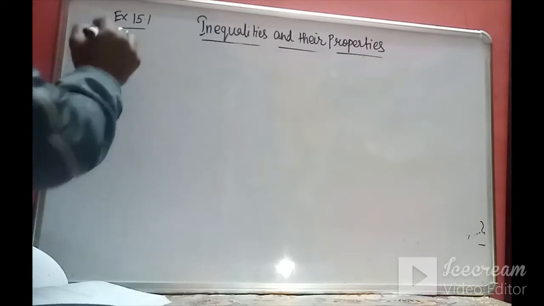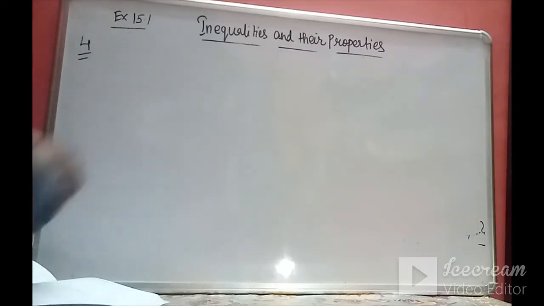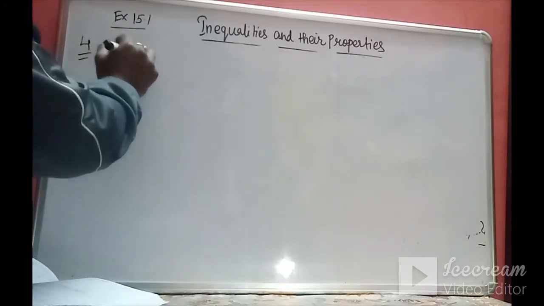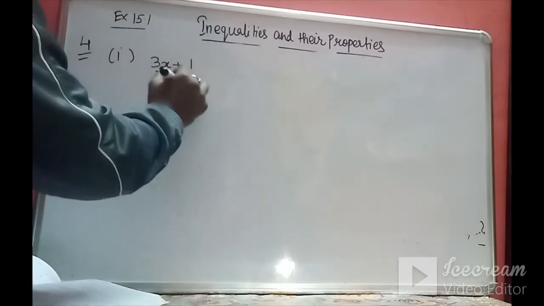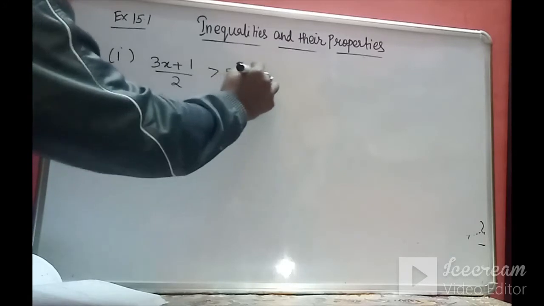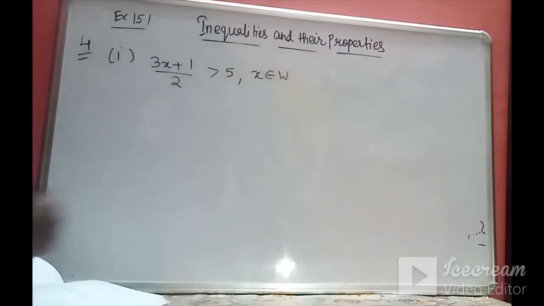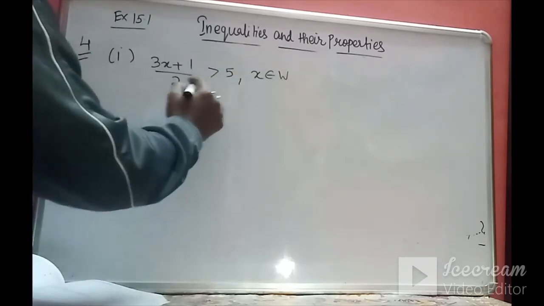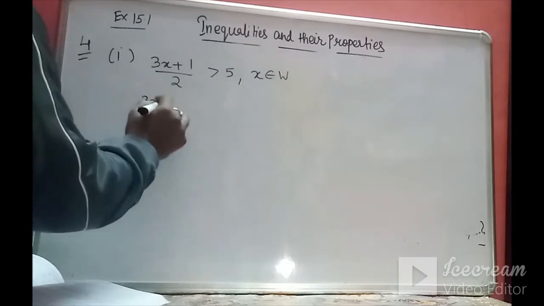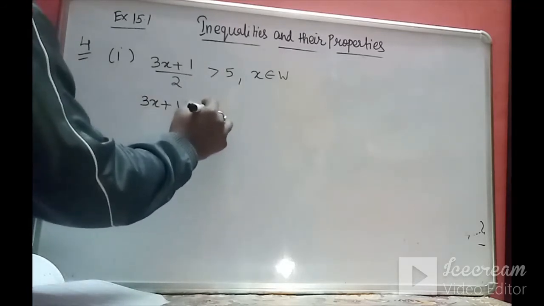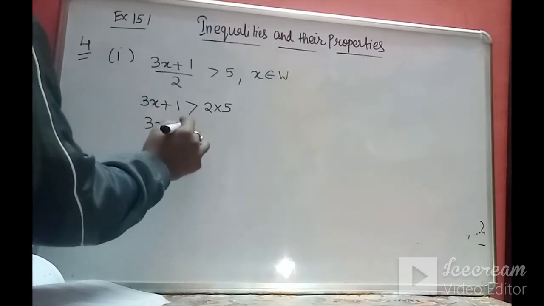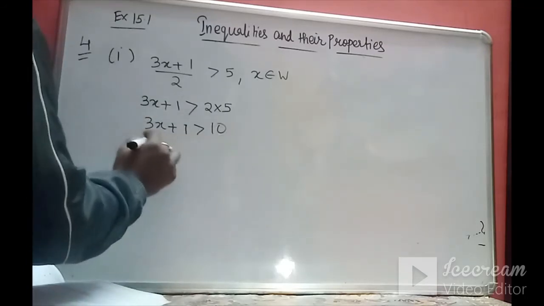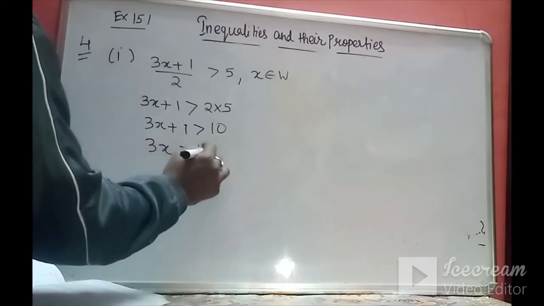Okay, let's see question number 4. First problem itself: (3x + 1)/2 > 5, when x belongs to whole number. So I will take 2 there, and since 2 is a positive number, it will not change the sign of the inequality. So it will be 10, and this one will go there.